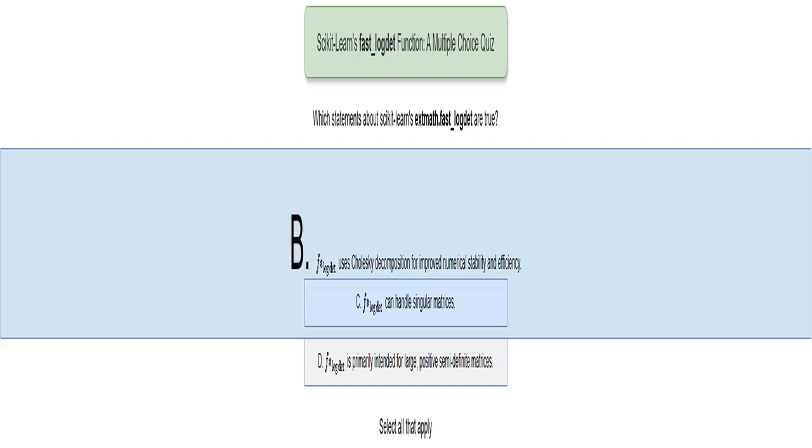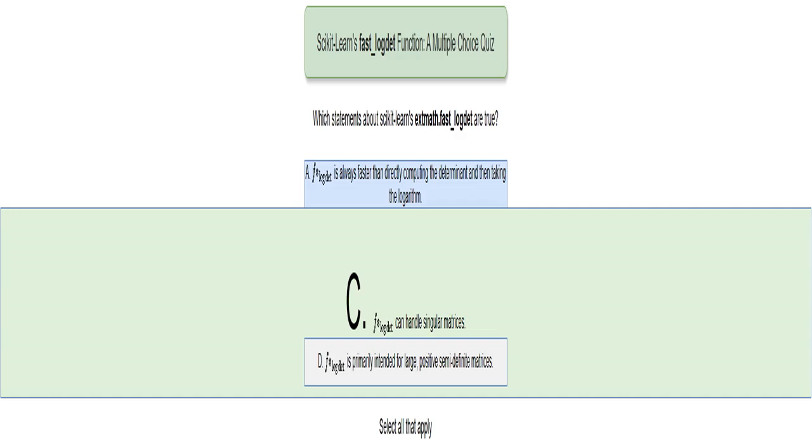Option B suggests that fast_logdet utilizes the Cholesky decomposition. The Cholesky decomposition is a method to decompose a positive definite matrix into a product of a lower triangular matrix and its transpose. This is a computationally efficient and numerically stable method for computing determinants of such matrices.